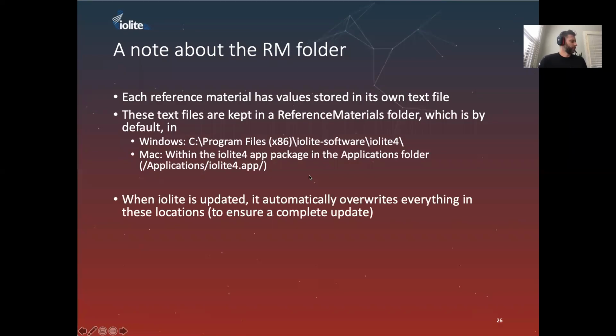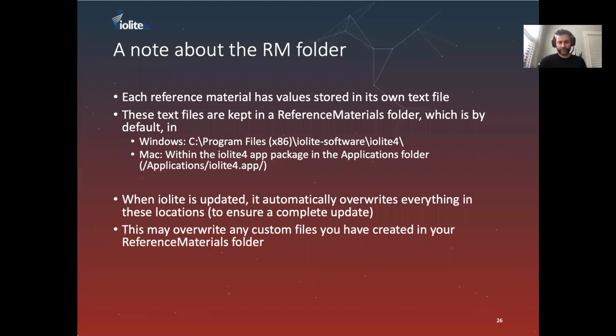And one of the key things about these default locations is that when iolite is updated, it automatically overwrites everything in those locations. It does this purposely to ensure that we have a complete update, but it does mean that it will overwrite any changes you've made to your standards. So if you've put custom files in there, they'll be overwritten. If you've changed your values, they will be overwritten. It also means that you will need admin access to change any values in these. In particular, on Windows, you'll need admin access to be able to change any of your reference material values.